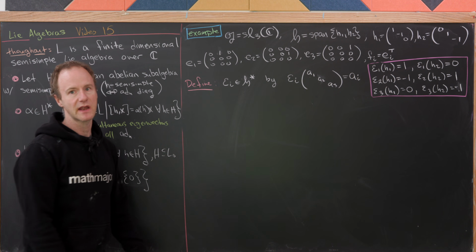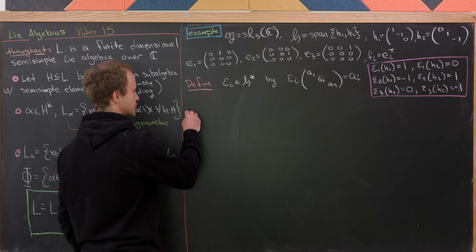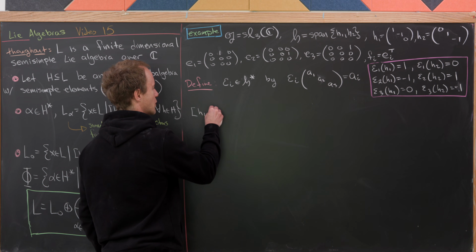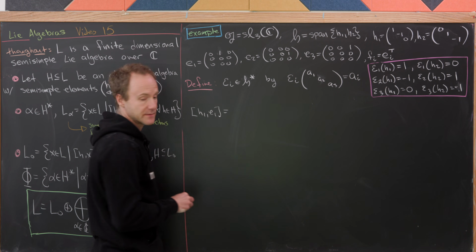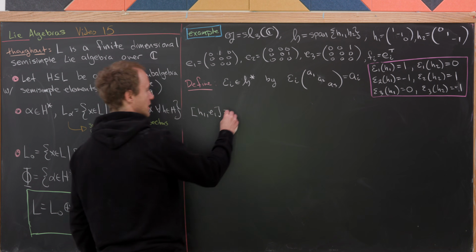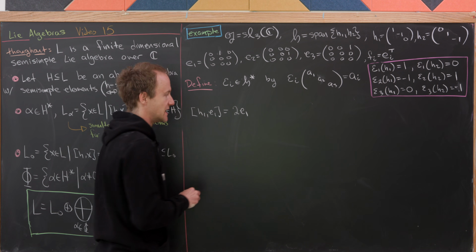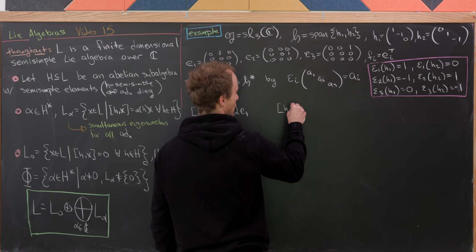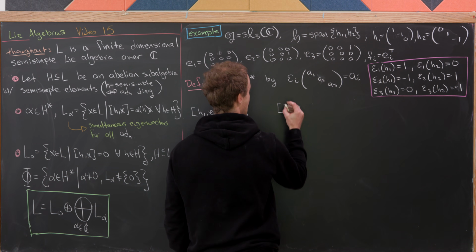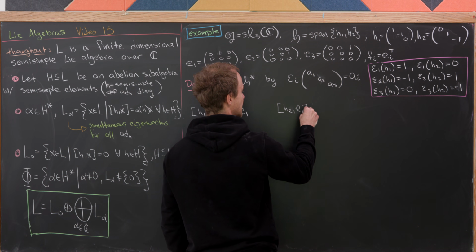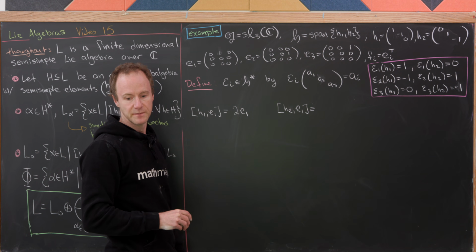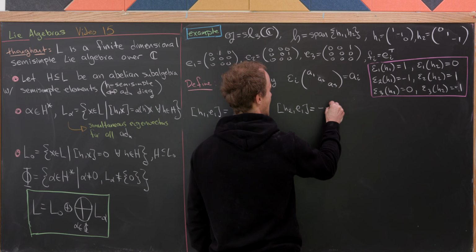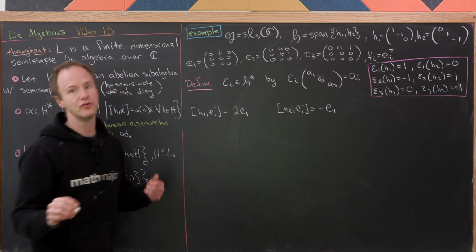Okay, so now let's do some example calculations. Let's take H1 with E1 and observe that if we do that, we're going to get 2 times E1. And then if we do H2 with E1, what will we get? Well, we're in fact going to get minus E1. And I'll let you do that calculation.